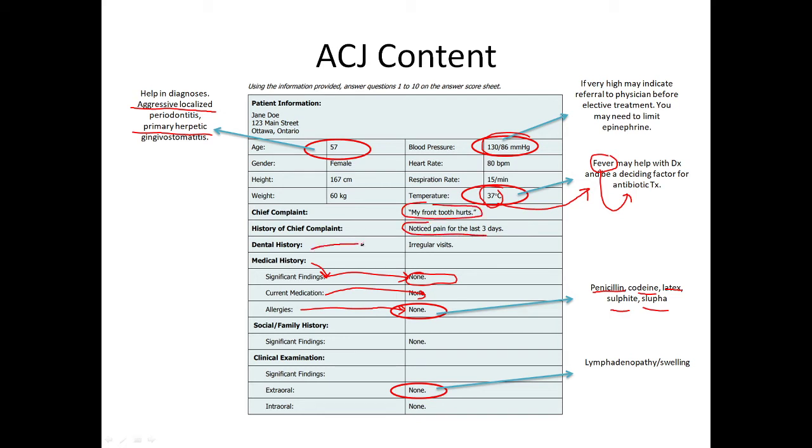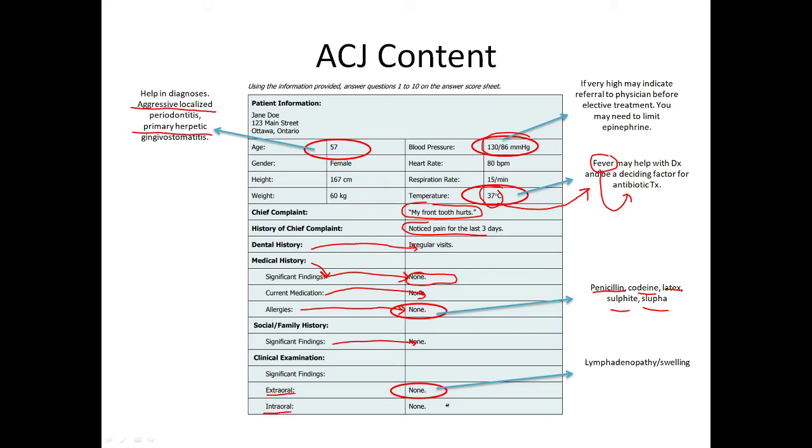And what's their dental history? Do they usually come to the dental office? Do they have issues? When was the last time they came in? You'll see all this information. Then you have the social and family history here, which might say if they're smoking, if they're married. And then you have the clinical examination, so they show you if there are any extraoral findings or intraoral findings.